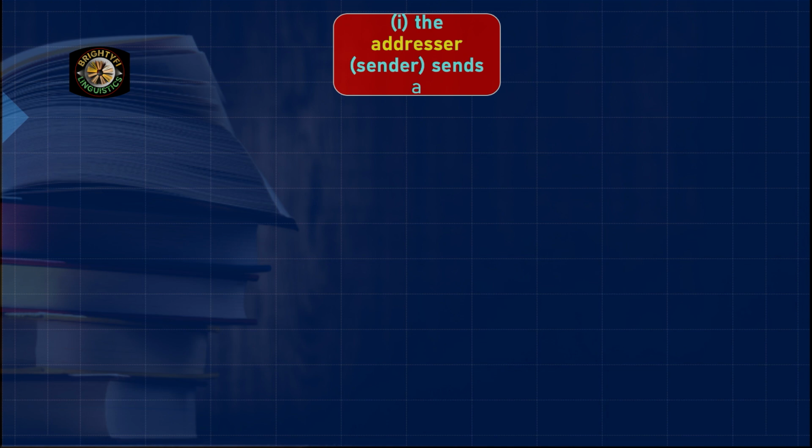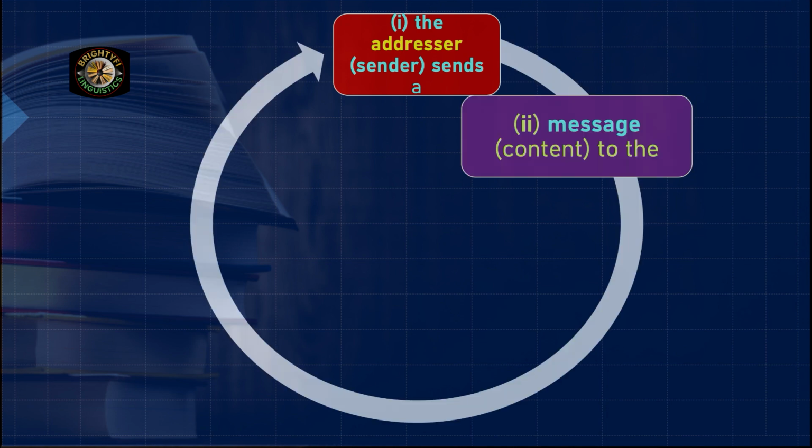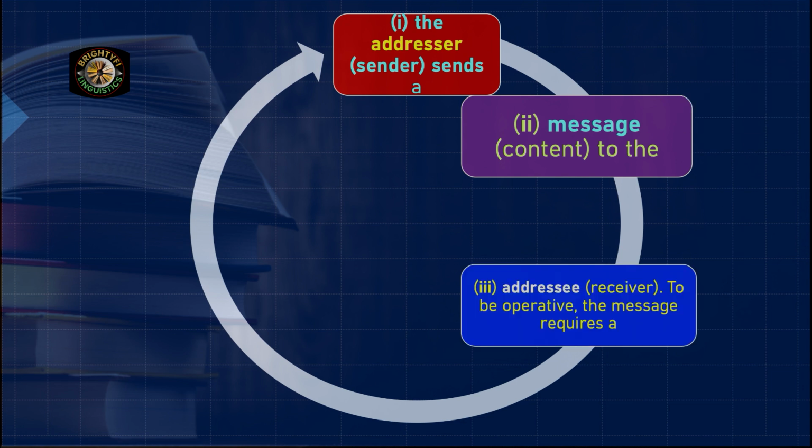The sender, the addresser, sends a message, content, idea, opinion, or reflection of thought. That is the second point. To whom? To the addressee, to the receiver, to the listener, to the reader, to the audience. That audience may be an individual person, maybe a large group of people, whoever they are, they can be referred to as the addressee, that is to say, the receiver.